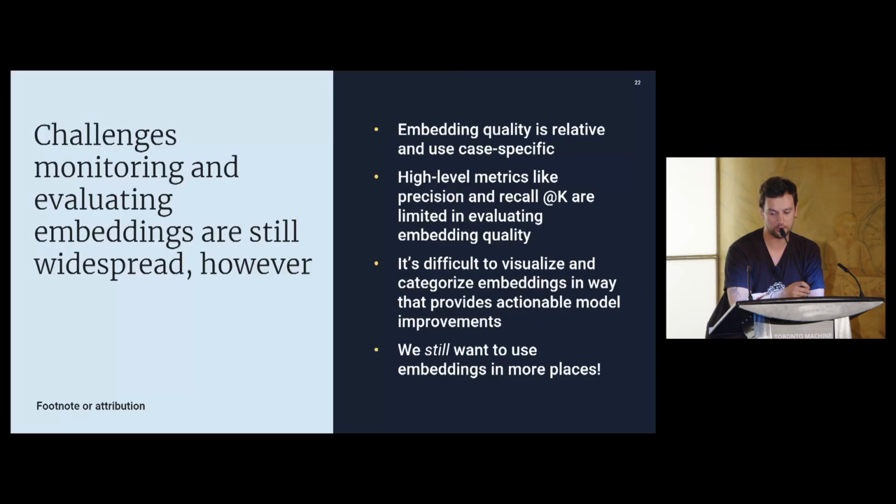Challenges, widespread of course. Embedding quality is relative and use case specific. High-level metrics don't always capture what we're trying to get at in regards to embedding quality. And it's really difficult to visualize and categorize embeddings in a way that is sensible for us. And embeddings are only becoming more pervasive as we introduce more LLMs to workflows and add different and new ANNs. And that's probably a great segue into what Amber will be talking about.